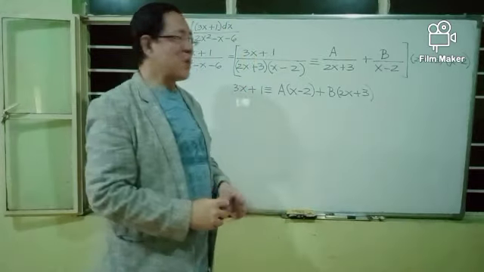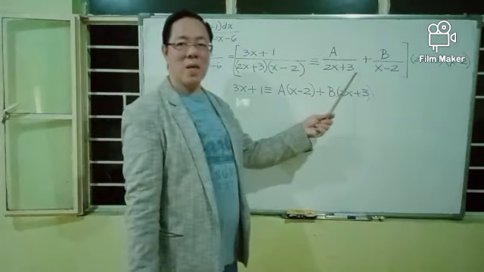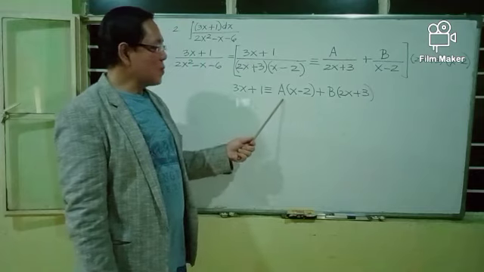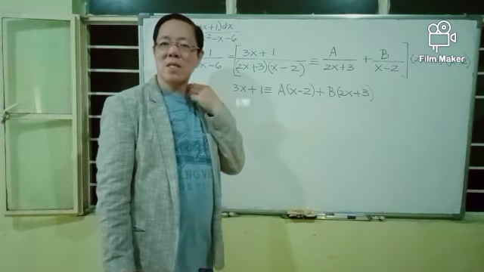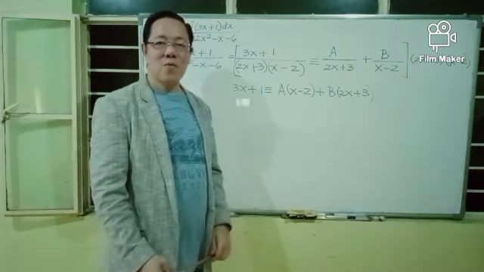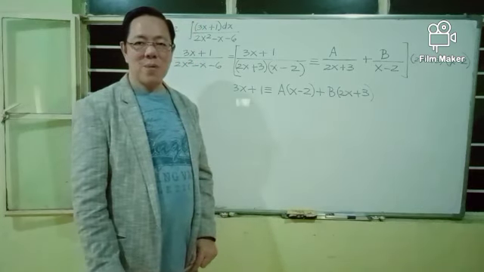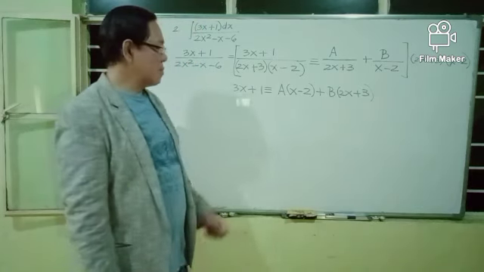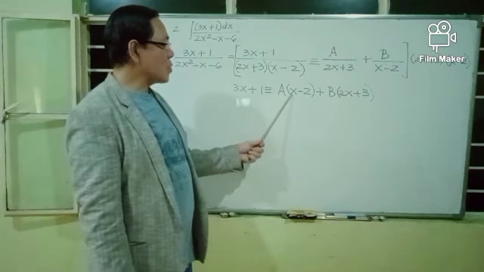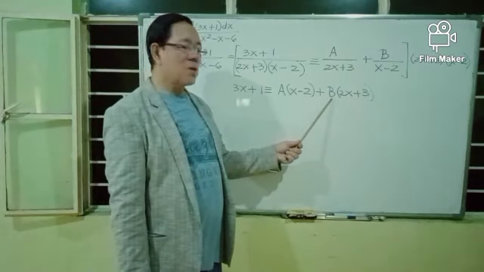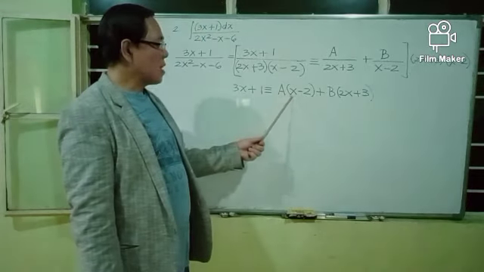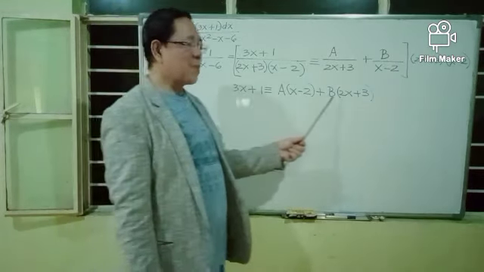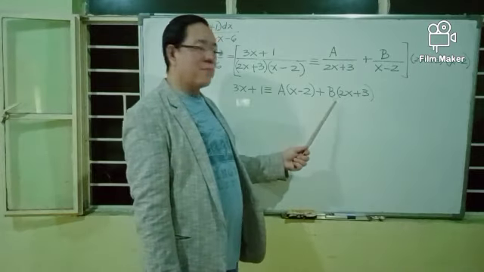Now we have removed the denominators from this equivalent expression. Now we remove the grouping symbols by applying the multiplication property over addition. That is, we distribute a to x minus 2 and we distribute b to 2x plus 3, by multiplying x minus 2 by a and multiplying 2x plus 3 by b.